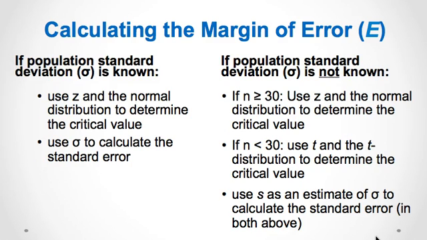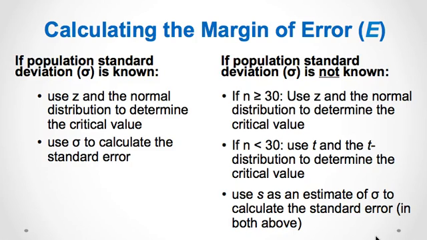If population standard deviation is known, we use Z critical value and sigma to calculate standard error. If population standard deviation is unknown, and if n is greater than or equal to 30, we use Z critical value and S as an estimate for sigma to calculate the standard error. Remember, S is our sample standard deviation. If n is less than 30, then we use a T critical value and S as an estimate for sigma to calculate standard error.